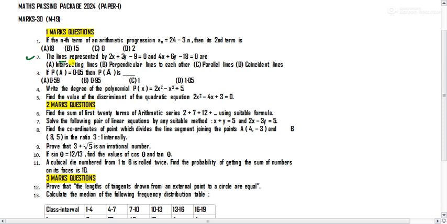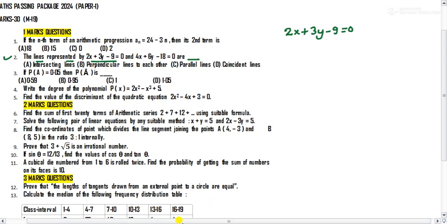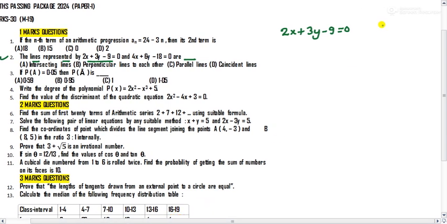The question is, the lines represented by 2x plus 3y minus 9 equals 0 and 4x plus 6y minus 18 equals 0 are dash. So can you tell me the chapter name? Pair of linear equations. Yeah, this is from pair of linear equations. Okay, so you have to look at the equation. I will write it here: 4x plus 6y minus 18 equals 0.